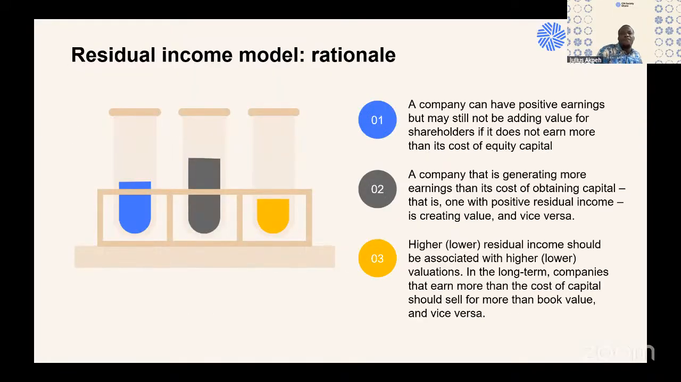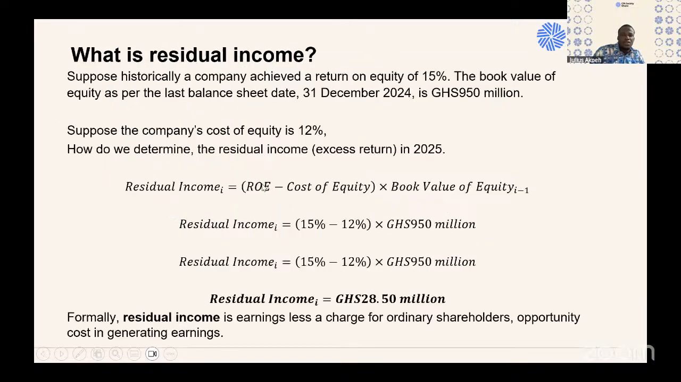So a company can have positive earnings, but may still not be adding value for shareholders if it does not earn more than its cost of equity capital. Second point, a company that is generating more earnings than its cost of obtaining capital, that is the one with a positive residual income, is creating value and vice versa. And that's what we just said. If your return on equity is greater than your cost of equity, you are creating value. Otherwise, you are destroying value.